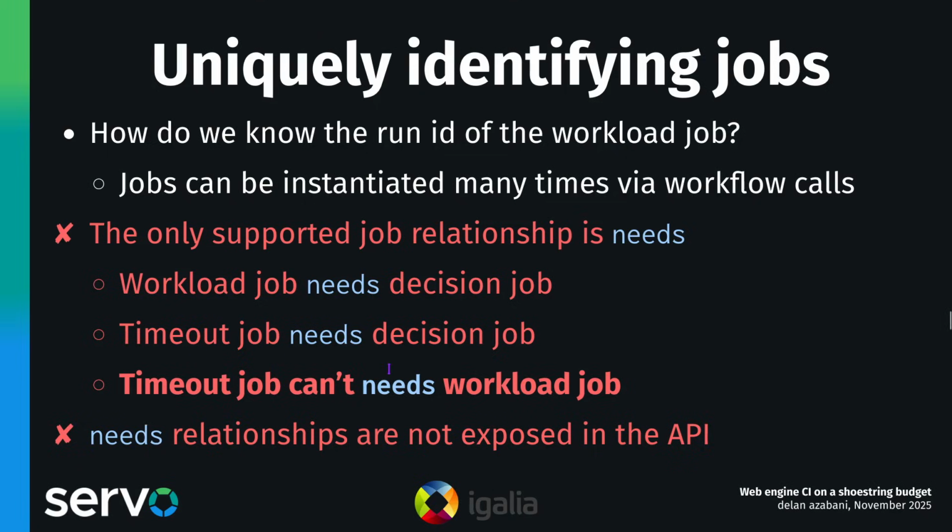And even if we could express a needs relationship between jobs, like say, maybe we could walk the job tree from the timeout job to the decision job via the needs relationship, and then walk back down to the workload job using the same kind of needs relationship. Unfortunately, none of these needs relationships are actually exposed in the API for a running workflow. They're used for scheduling, but when you actually query the API, you can't tell what job needs what other job. They're just three jobs and they're unrelated to one another.